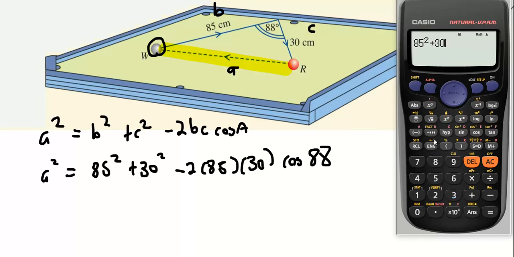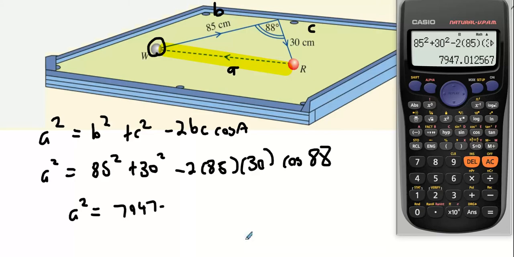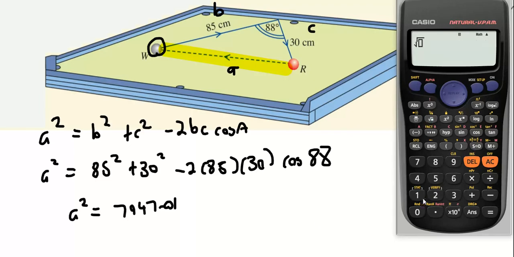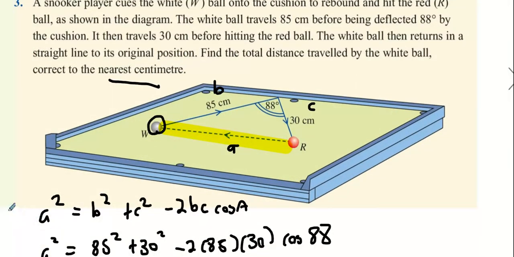85 squared plus 30 squared minus 2 times 85 times 30, cos 88. And 7,947.01. We're going to square root this to get our answer, 7947.01, and we get 89.146, or just if we reread the question to the nearest centimeter, 89 centimeters.